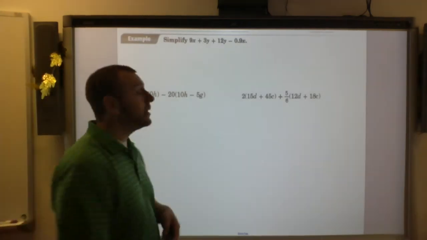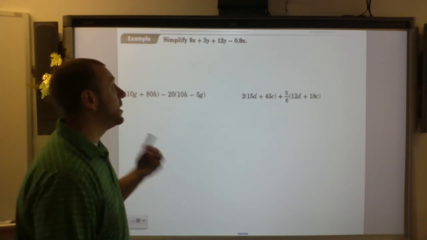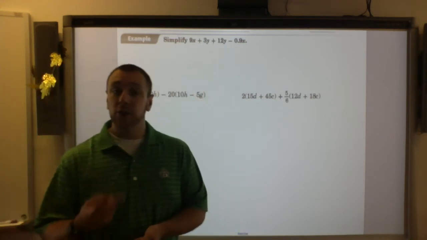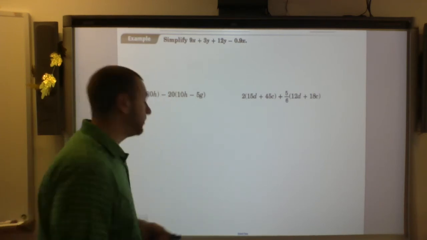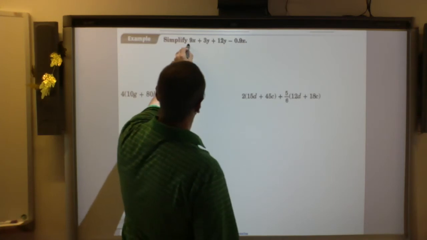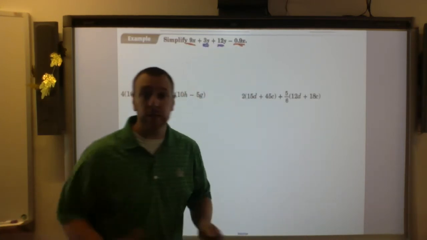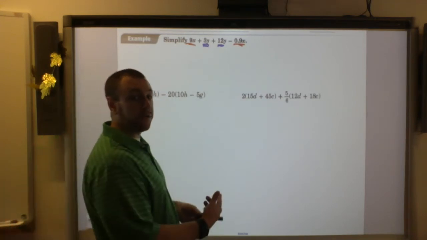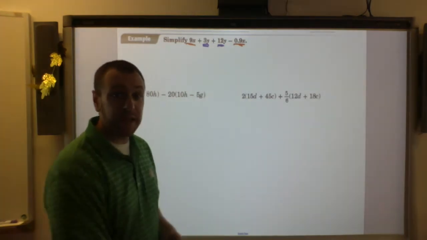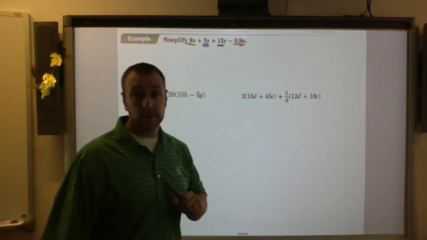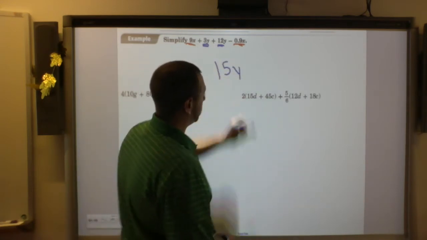So let's look at this. In this first example, I got 9x plus 3y plus 12y minus 0.9x. Well, there are four terms, but there are two like terms. I have my x's, and I have my y's. Now, the y's are the easy ones. You can see that the coefficient for this y is 3, and the coefficient for this is 12. And they're both plus. So when I add them together, I get 15y.